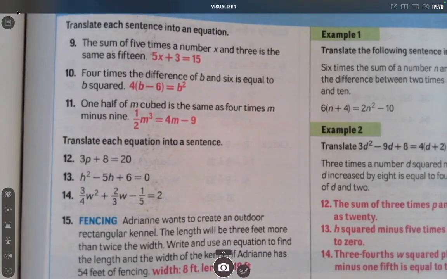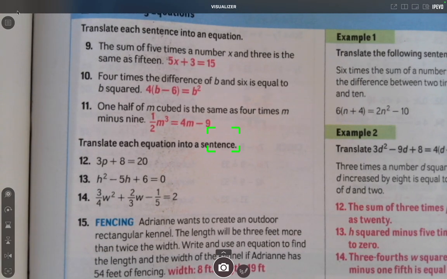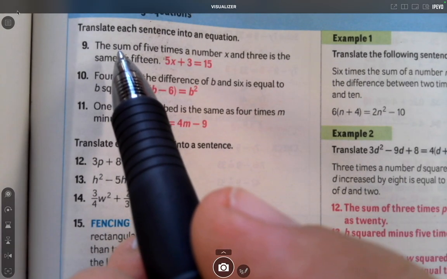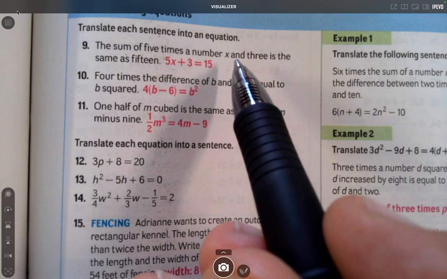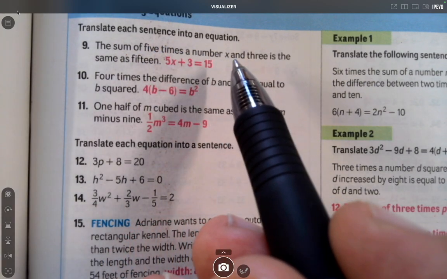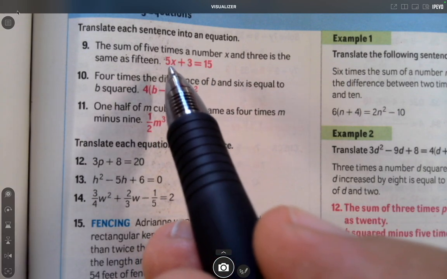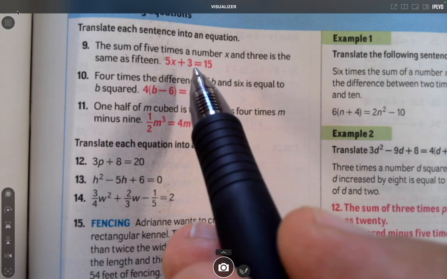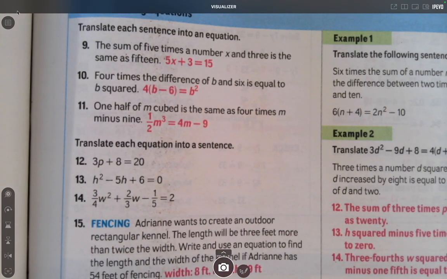So starting with number 9, the sum of 5 times the number x and 3. So sum means adding. So 5 times x. When you see the and, that's where the plus goes. So sum and means plus there. So 5 times x plus 3. So they got 5x plus 3. When you see the word is, that's where you put the equal sign. Or they say is the same as 15. So that's why 15 goes over there.